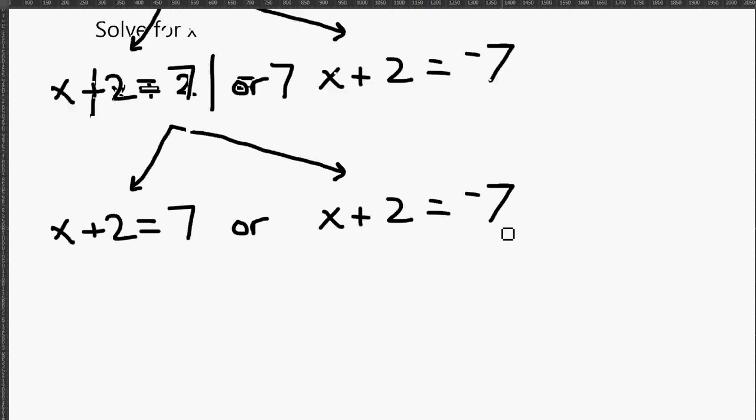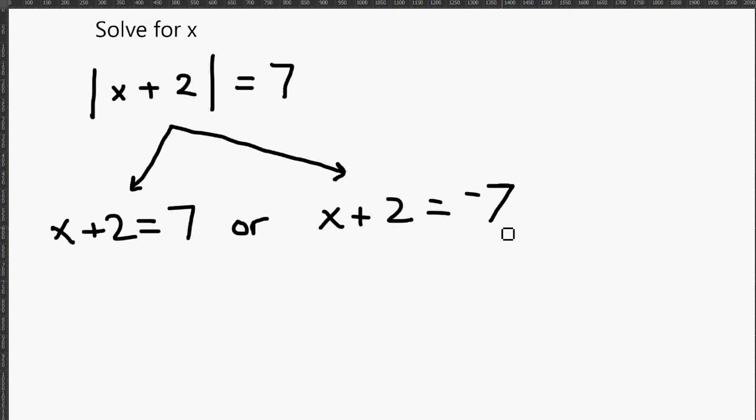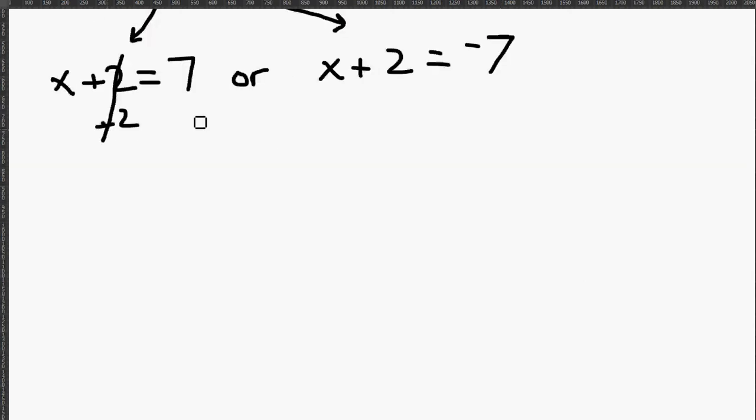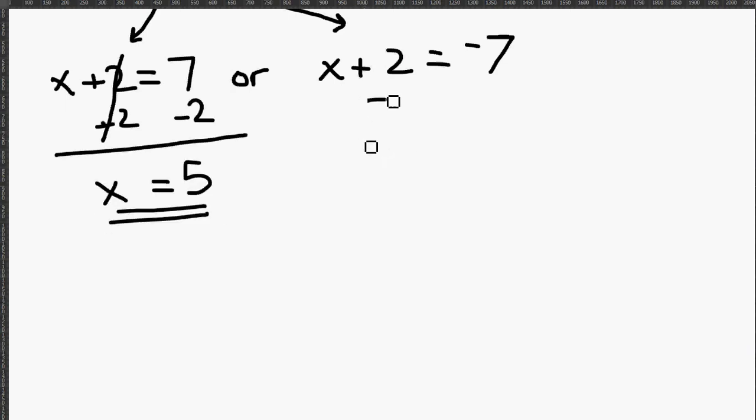And now you just solve the two equations separately. To solve this one here, I'm going to subtract the 2 to get rid of it from this side, subtract the 2 from the right side, and you get x is equal to 5. So that's one answer. Now I'm going to solve the second one, and I'm going to subtract the 2 the same way to get rid of it, and subtract the 2 from this side, but this time I'm going to get x is equal to negative 9. And so there I have it. Those are the two solutions.